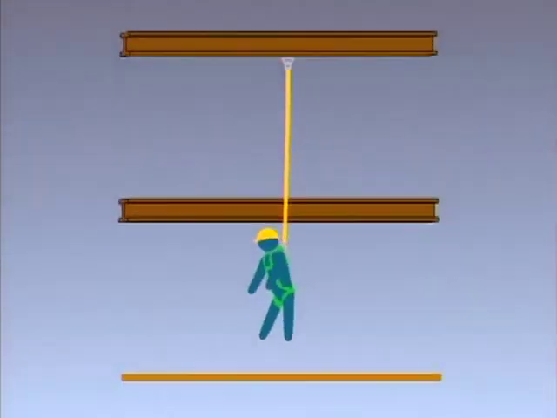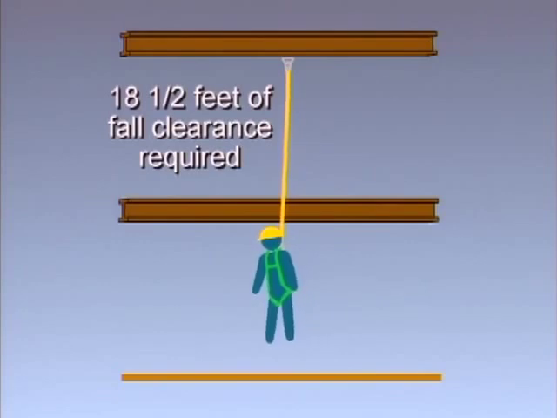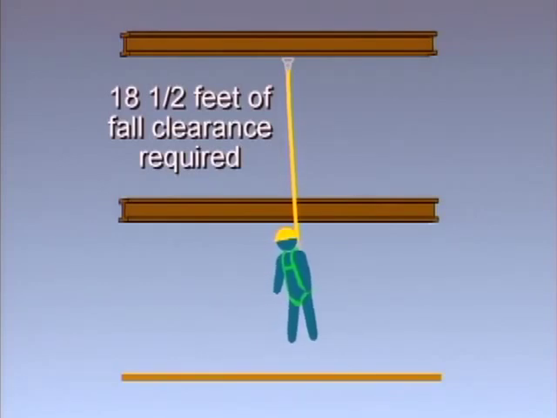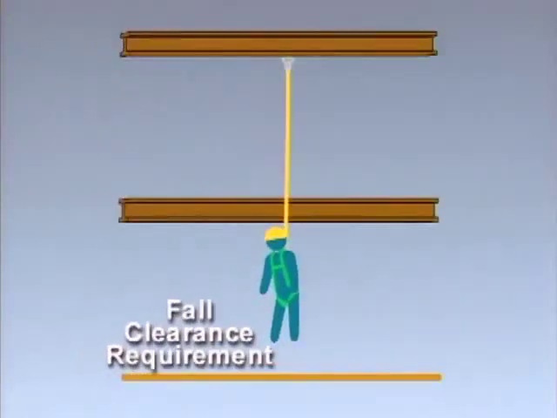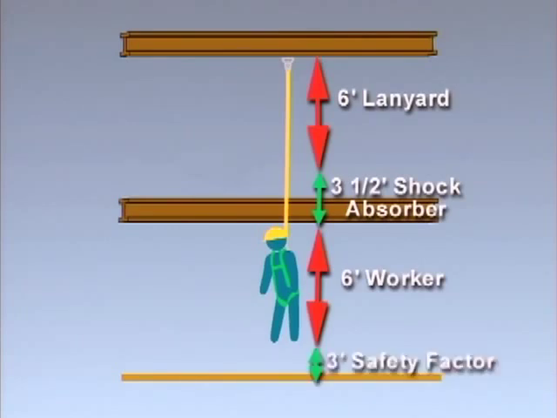In this case, there needs to be at least 18.5 feet between the point where the connecting device attaches to the anchorage connector and the next lower level or obstruction below the worker. In calculating the fall clearance requirement, consider the following elements: the original length of the connecting device, the maximum elongation of the shock absorber, or if using a retractable, the stopping distance of the braking system, the height of the worker, a safety factor of at least 3 feet.